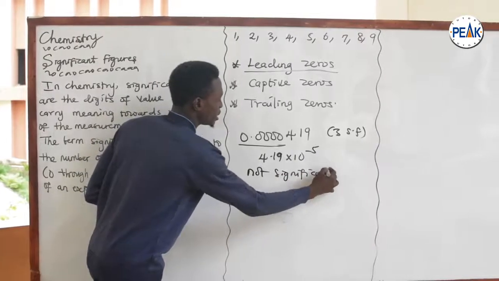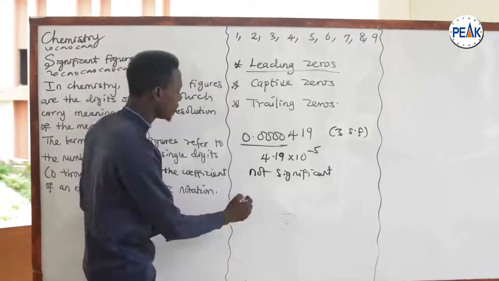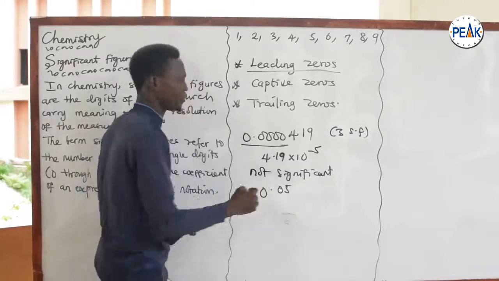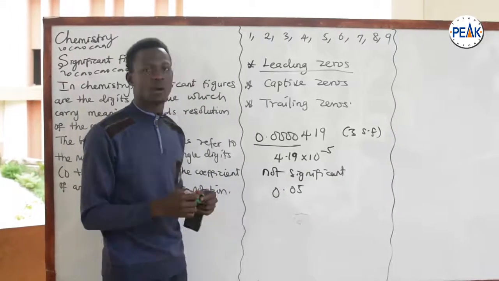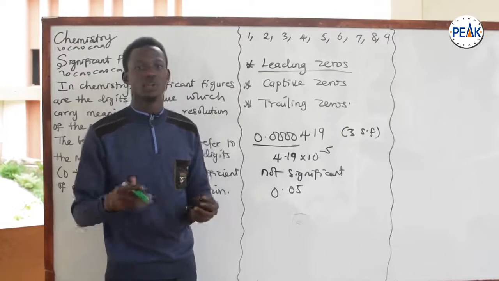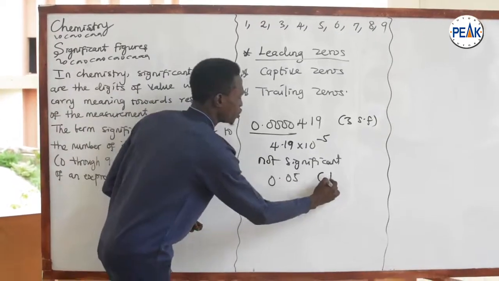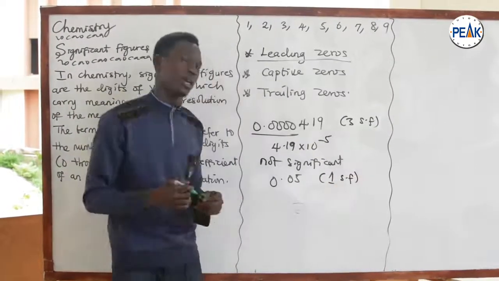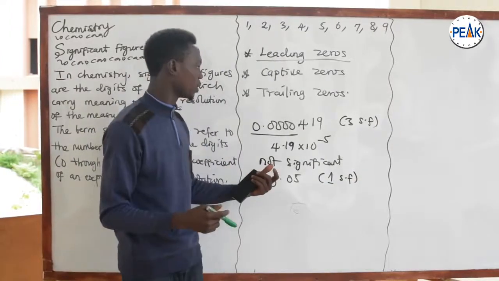They are not significant. So that means if I have 0.05, the 2 zeros here are leading zeros. Hence, they are not significant. So which means I have just 1 significant figure here. That is for leading zeros.